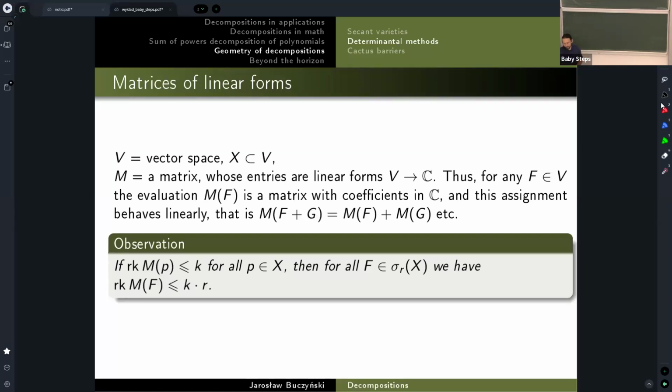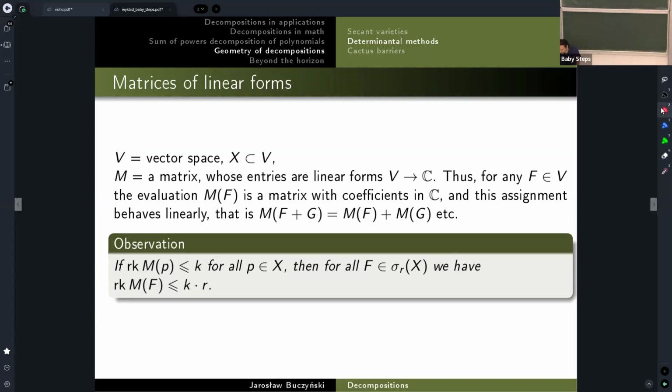And this leads to the fact that if I have F in the secant variety, then the rank of... the assumption is that my X lives in the subset with bounded rank of M. So for any point in X, I have the rank of M evaluated at this point at most some fixed integer K. Then, if I have this property, for all F in the secant variety, we have the rank of M of F at most K times R.